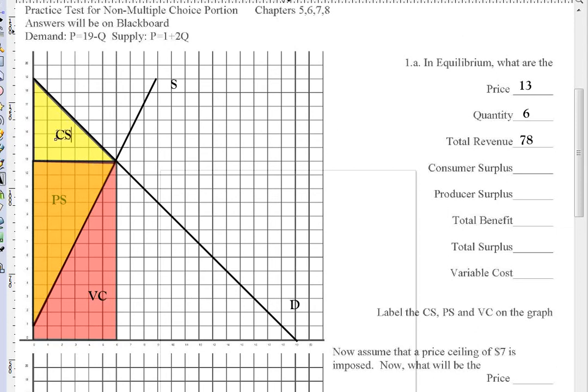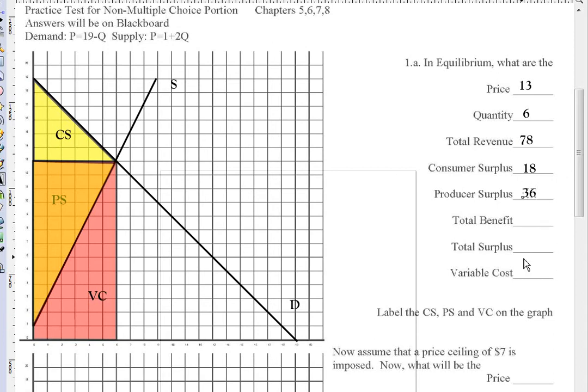Okay, so now let's calculate these things. Now this consumer surplus is easy. It's a triangle. 1/2 times 6 times 1, 2, 3, 4, 5, 6. So 1/2 times 6 times 6 is going to be 18. Producer surplus, 1/2 times, that's 6 there, between 0 and 6, and then go from 13 down to 1 as a height of 12. 1/2 times 6 times 12 should be 36.